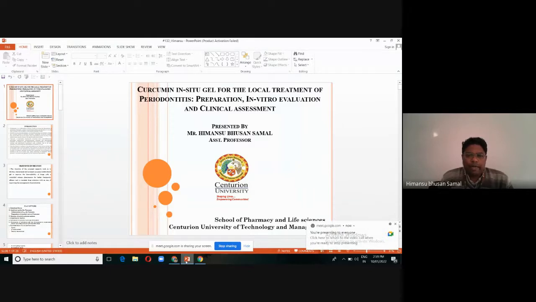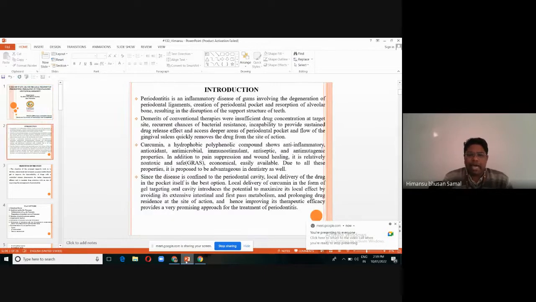Today I am going to discuss one of my research topics, that is curcumin in situ gel for the local treatment of periodontitis, its preparation, in vitro evaluation and its clinical assessment. As you know, periodontitis is an inflammatory disease of the gums which involves the degeneration of the periodontal ligament that leads to formation of a periodontal pocket. There are several treatments for periodontitis, like scaling and root planing, along with various antibiotic treatments.